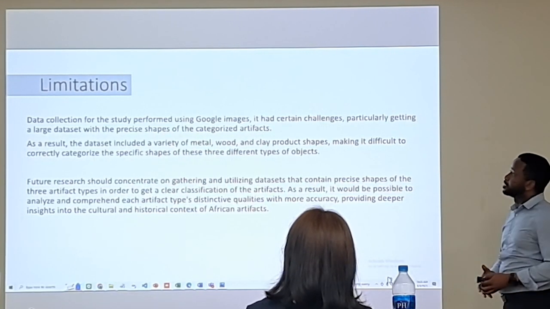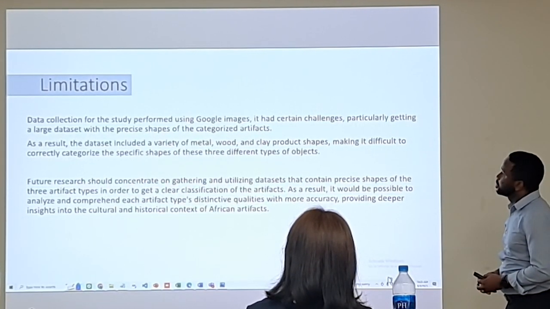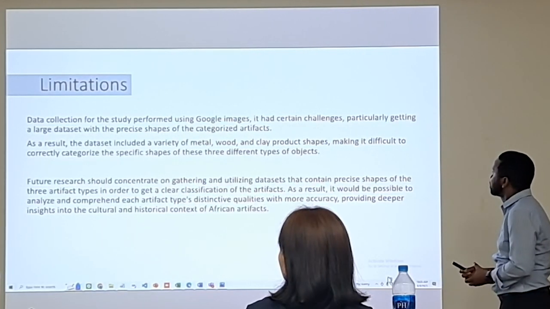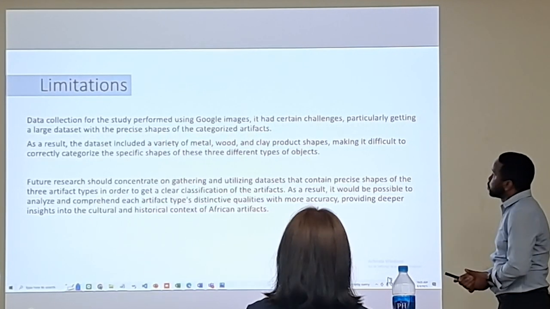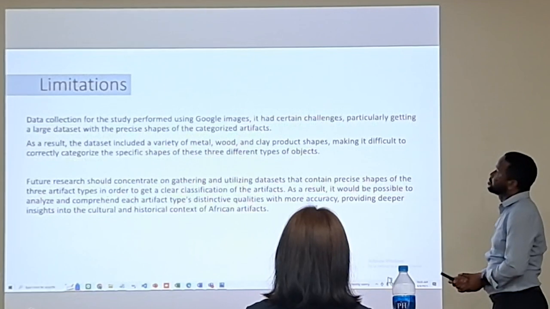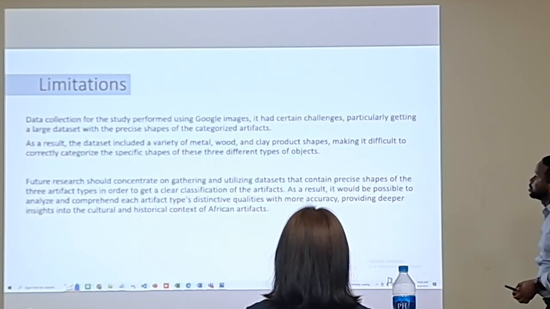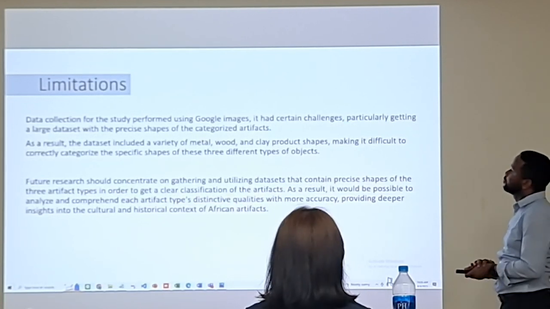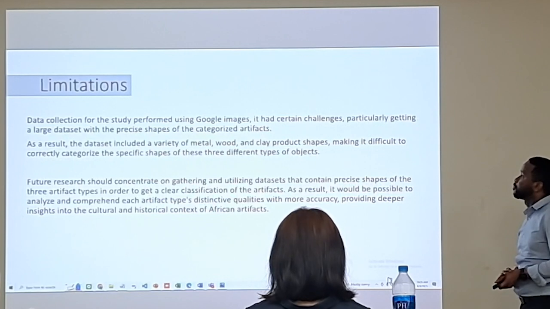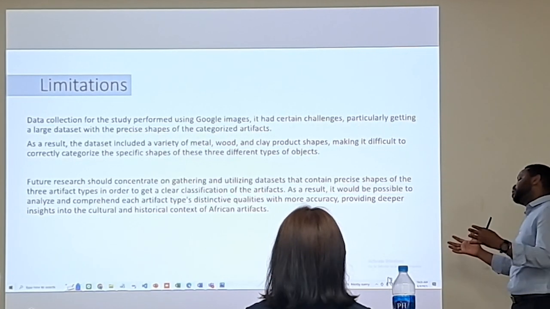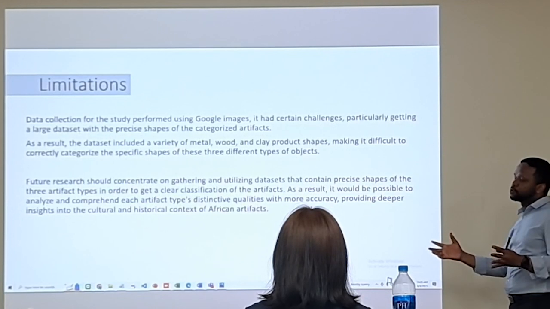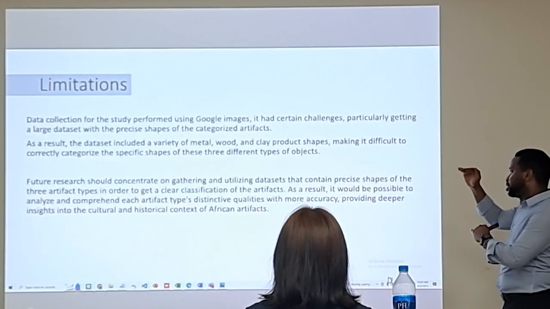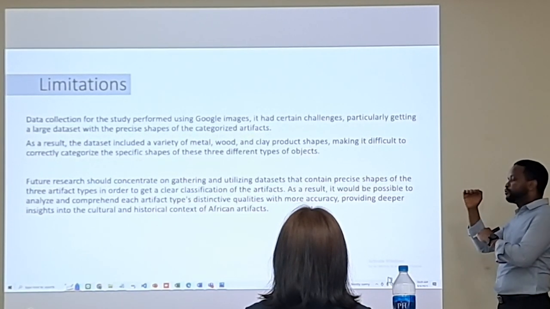And the limitations of my study. Data collection using Google Images had certain challenges, particularly getting a large data set with the precise shapes of the categorized artifacts. As a result, the data set included a variety of metal, wood, and clay product shapes, making it difficult to correctly categorize the specific shapes of these three different types of objects. I just collected data from Google Images, and wood, metal, and clay have different kinds of shapes, and I didn't want to classify this kind of shape.